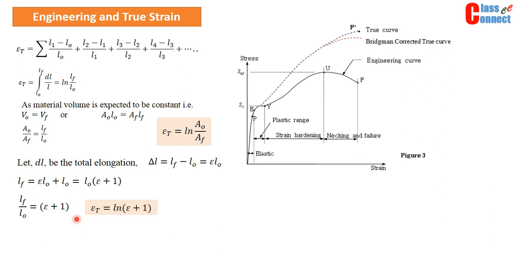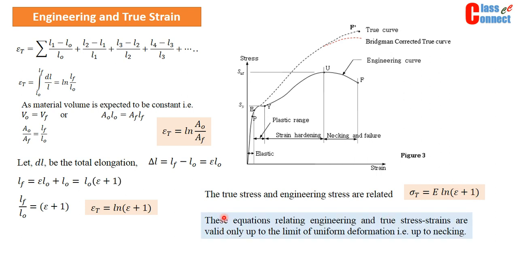So now we can substitute back. So we get the true strain is logarithmic of engineering strain plus 1. And we can relate this true strain and stress with the help of this expression, where this is nothing but true strain. And these equations relating engineering and true stress strain are valid only up to the limit of uniform deformation, that is up to necking. After this, the relation does not hold good.